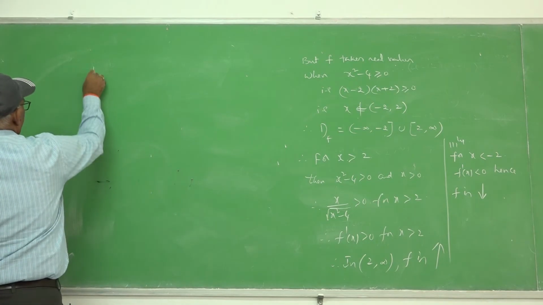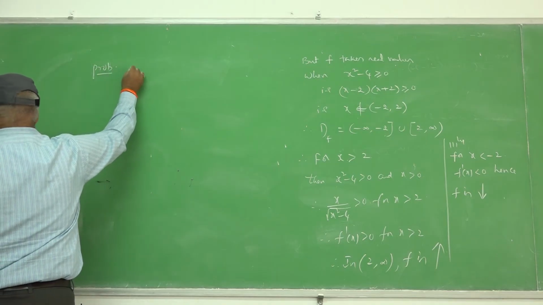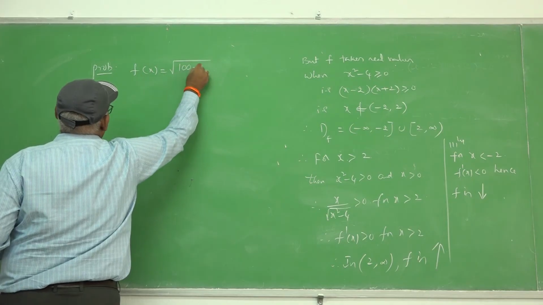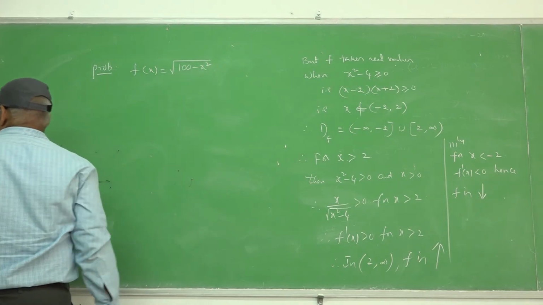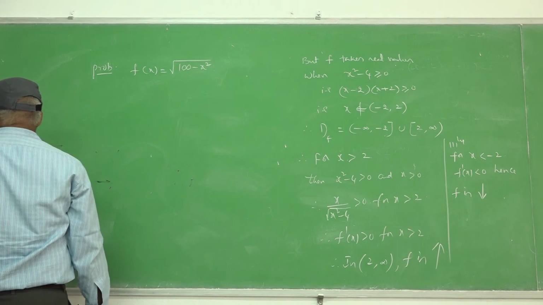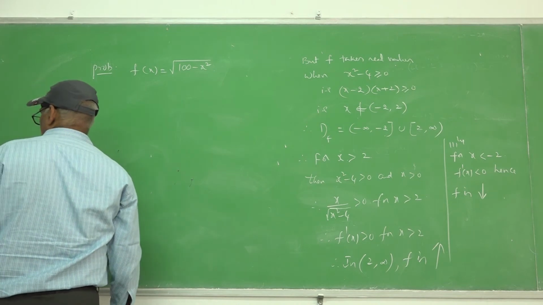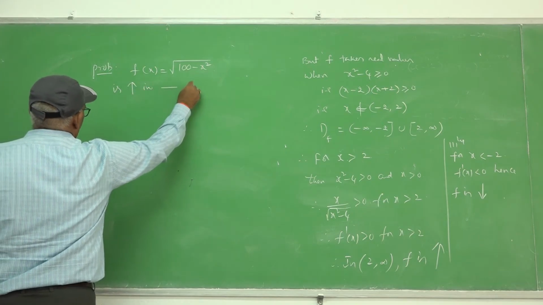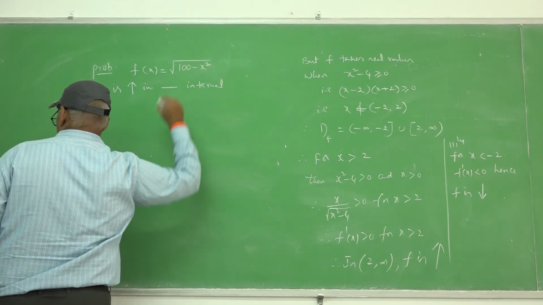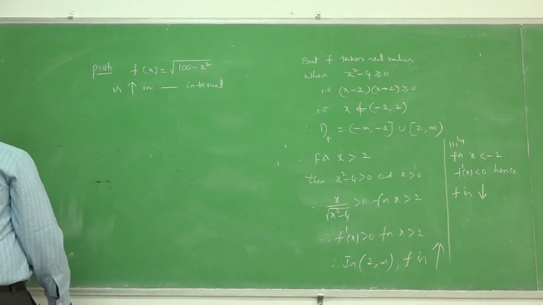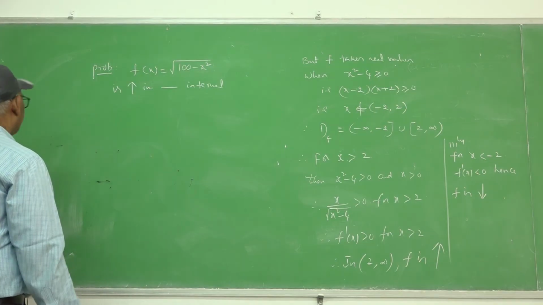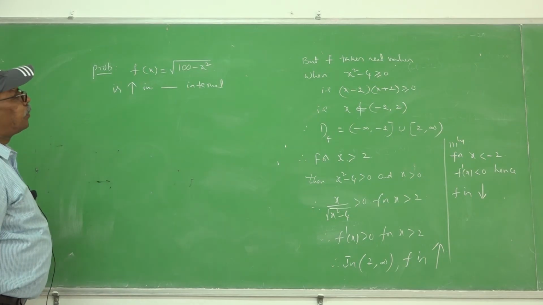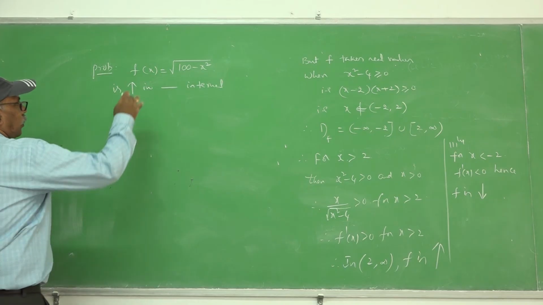Next problem. Fx equal to square root of 100 minus x square. Fx equal to square root of 100 minus x square is increasing in dash interval. In which interval is it increasing? This is also same to that of the previous problem. Once find the domain of the function here.